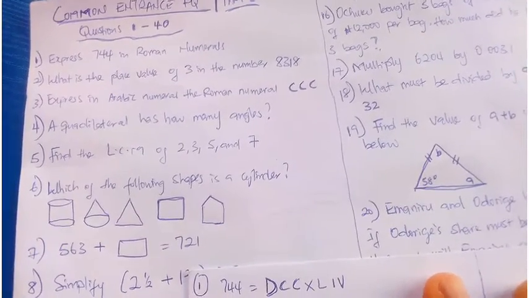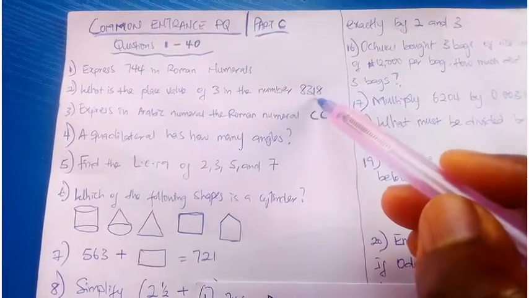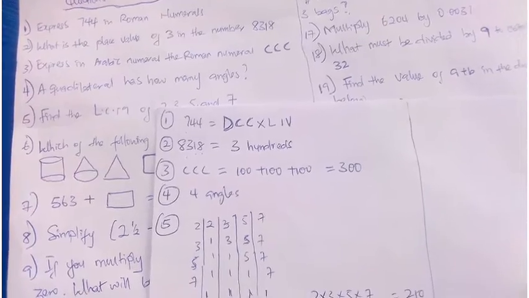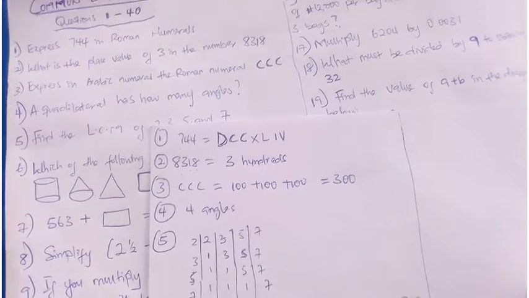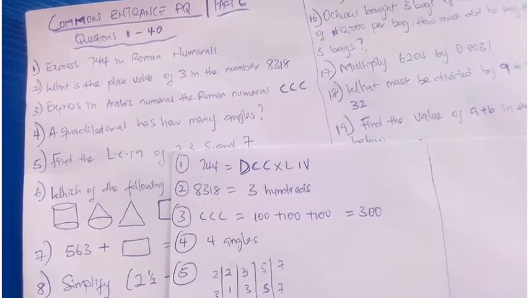Number 2 question says, what is the place value of 3 in 8318? In that case, we have our last 8 to be what? Units, tens, hundreds. So that's why in my solution I have my 3 as 300.